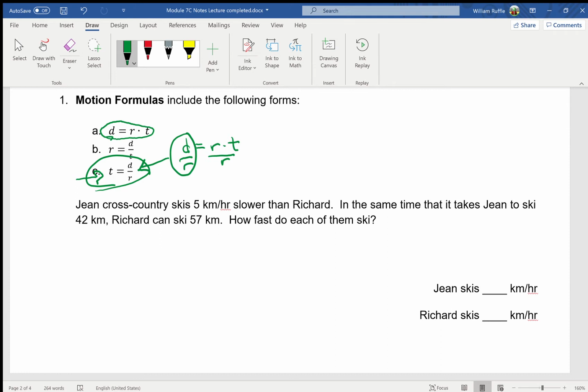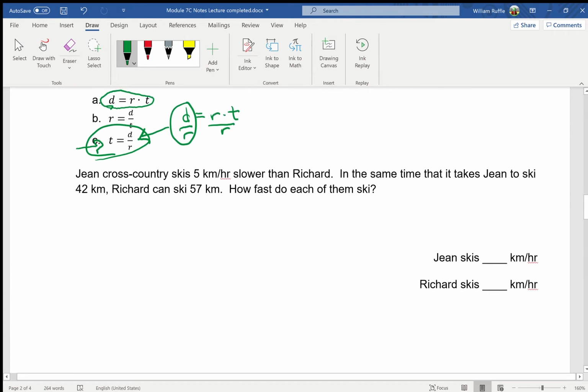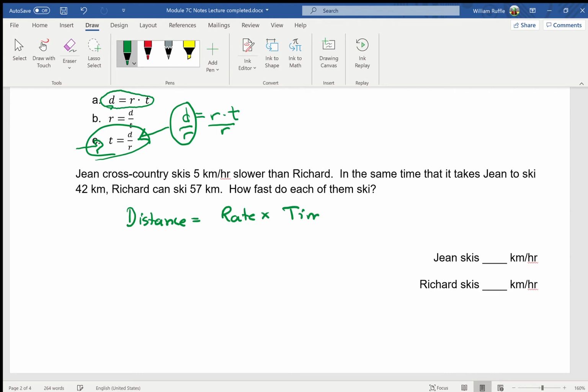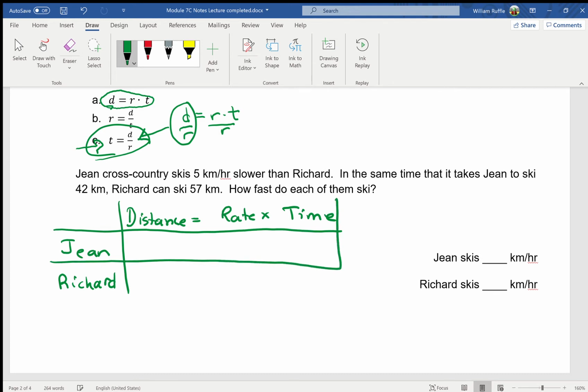So, this first question, we're going to do it two different ways because I want you to see that both ways work. So, we're going to start off by creating a chart. It's always distance equals rate times time. And we have Jean who is skiing, and we have Richard skiing. So we'll fill out this little chart.